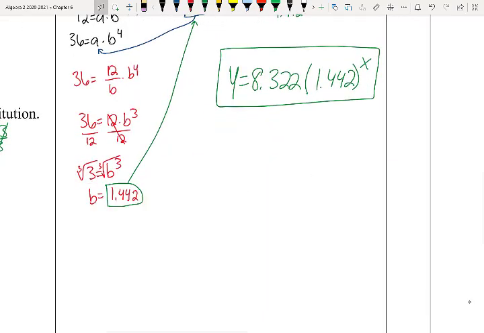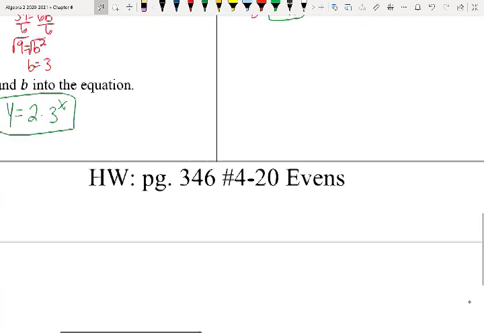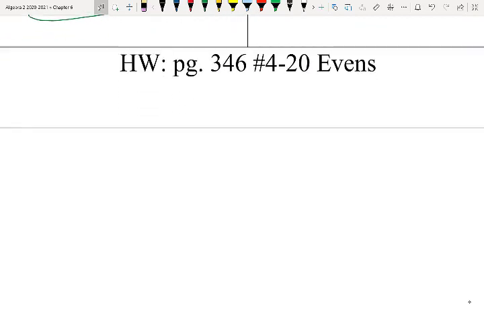Once you get the hang of it, the process itself is very similar every single time, so the more practice you do, the easier it will get, as always. So, homework is on the screen there. It is on page 346, number 4 through 20, just the evens.